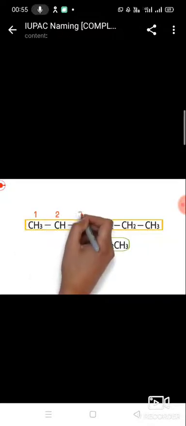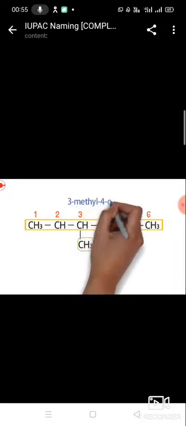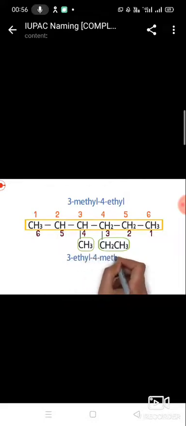If you number the compound, third carbon is there, fourth carbon is there. If you number from here, third and fourth. And if you number from right to left, 3 methyl, 4 ethyl. So when you are writing from right to left, 3 ethyl, 4 methyl. So which one we have to choose? We have to choose 3 ethyl, 4 methyl.